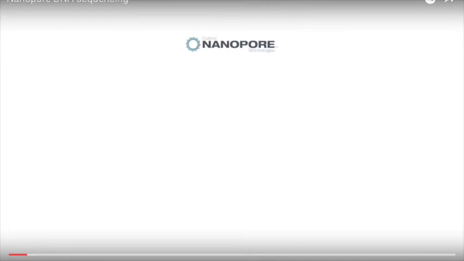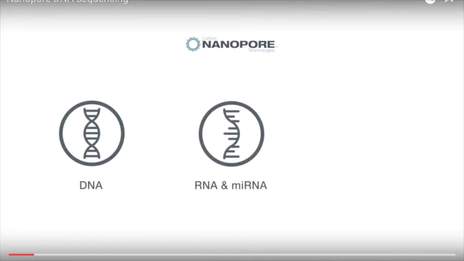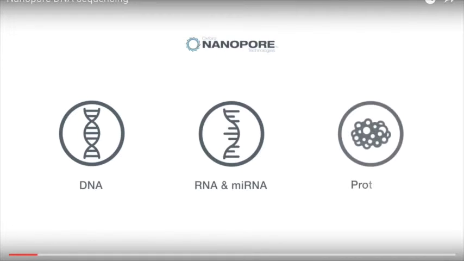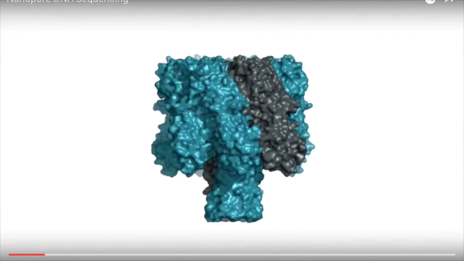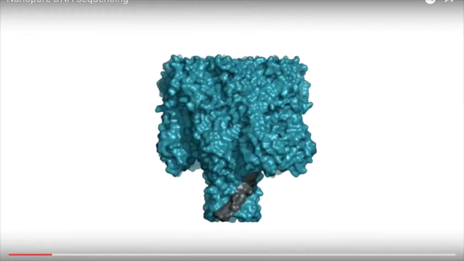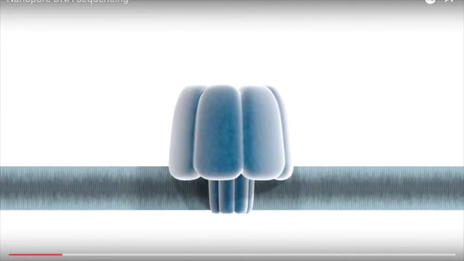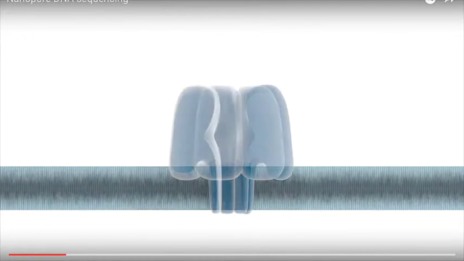Oxford Nanopore's technology enables the identification of a broad range of analytes, including DNA, RNA, microRNA, and proteins. At the heart of the technology is a protein nanopore. In nature, nanopores form holes in membranes. In Oxford Nanopore systems, the nanopore is inserted into an electrically resistant membrane created from synthetic polymers.